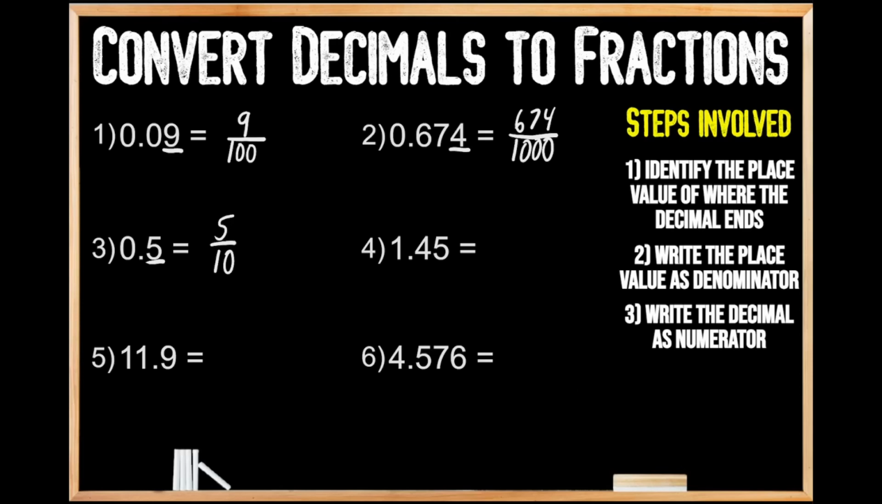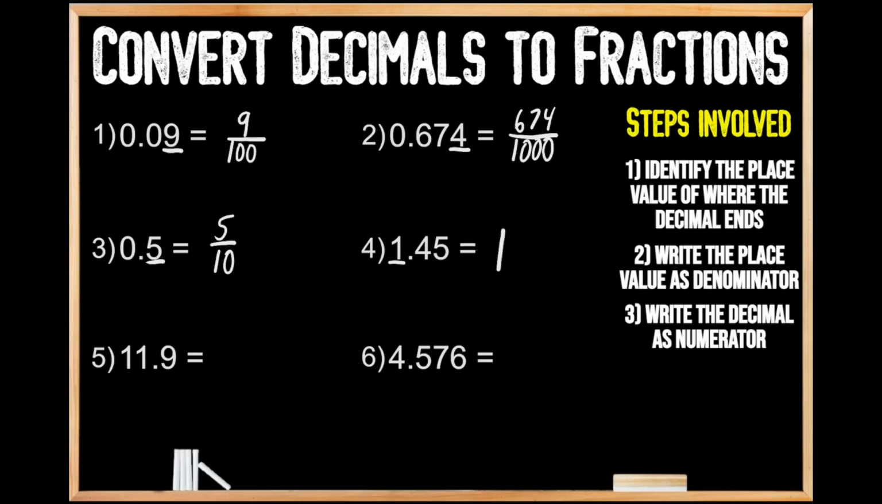Now we're going to move on to question number 4, where this time we're being asked to convert the decimal of 1.45 into a fraction. Anytime you're looking to convert a decimal with a whole number into a fraction, you're going to express that as a mixed number. In writing our mixed number, the first thing we're going to do is take the value of our whole number and write it right into our answer, because the value of the whole number is not going to change.